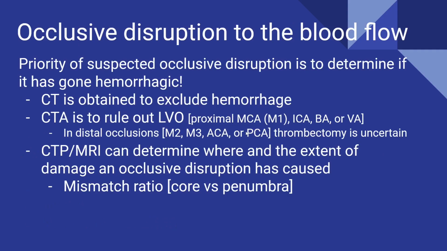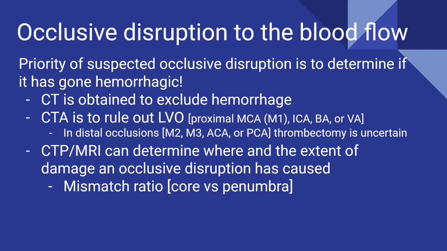So for the priority of these suspected occlusive disruptions, we need to determine if it's gone hemorrhagic. That's the big reason why we take CTs, CTAs, MRIs: if we're going to correct this occlusive injury, we need to make sure that it's not a hemorrhagic injury as well. So we'll obtain a CT to exclude hemorrhage. We would be able to see a large white segment in the CT if there was bleeding.